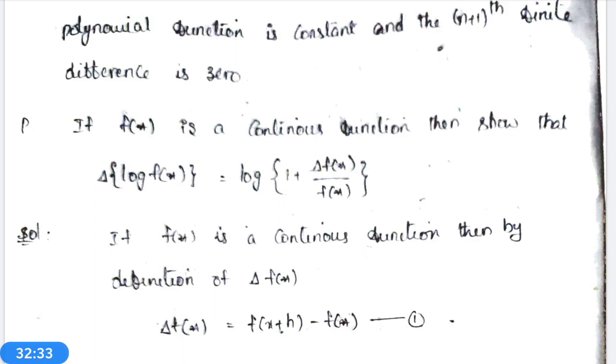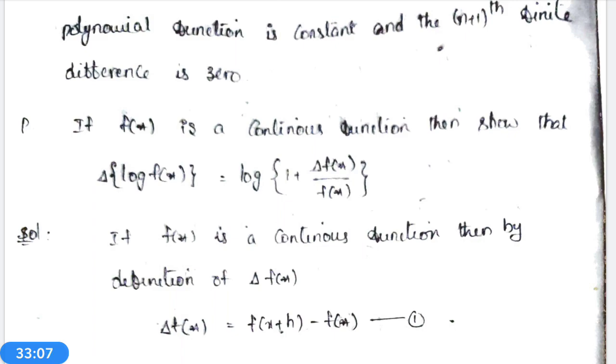Now LHS is equal to delta log fx. What is delta log fx? Delta of capital Fx is equal to capital F of x plus h minus capital Fx. What is capital Fx? Log fx. Therefore, delta log small fx is equal to log f of x plus h minus log fx.